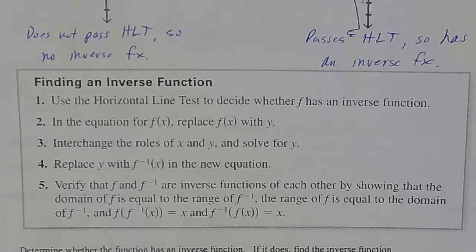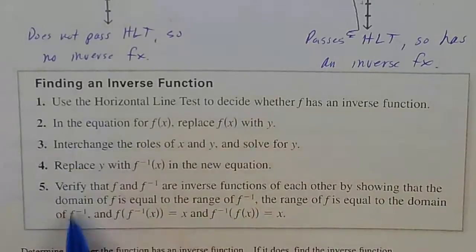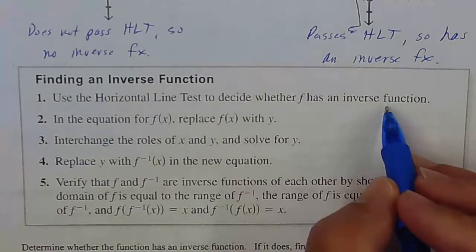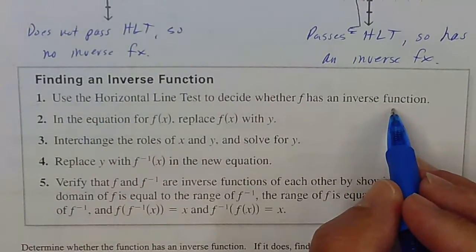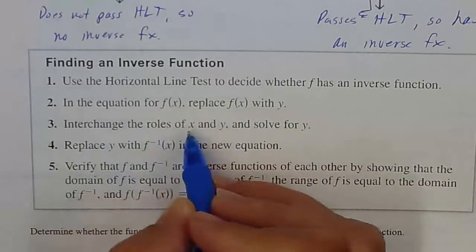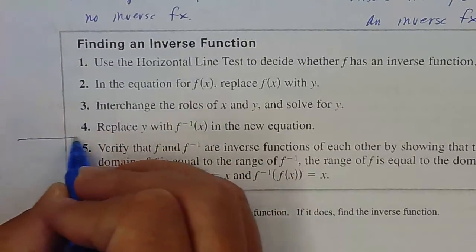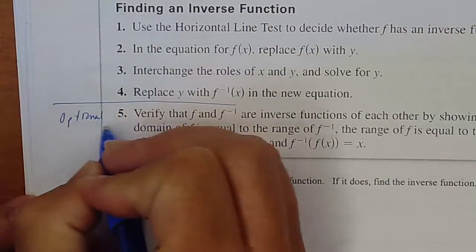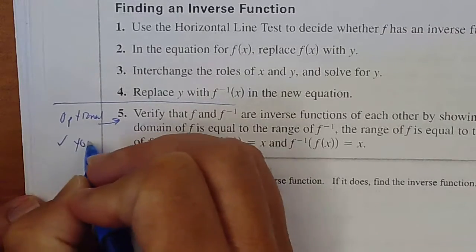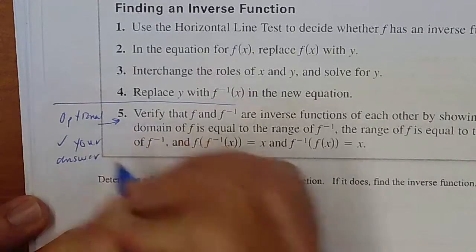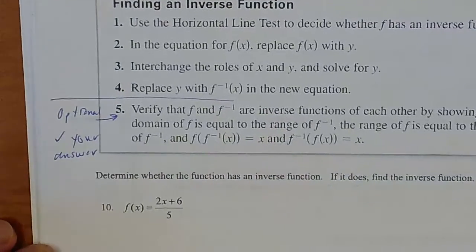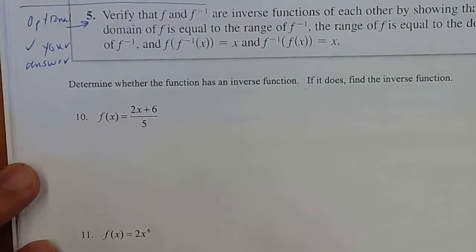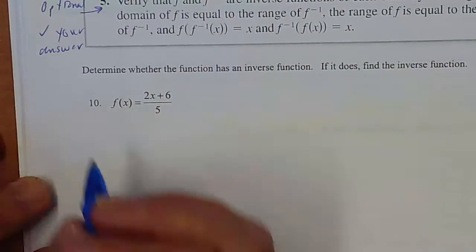Okay, last type of example we're going to go over, finding an inverse function. So here's the success criteria for that. Use the HLT to decide if it even has an inverse function, because if it doesn't, we're not going to find it. We'll stop. Okay, 2, 3, and 4 involve some algebra. Step 5 will be optional. It's a way to check your answer. Okay, so here we go. I'm going to take you right through this one step at a time.